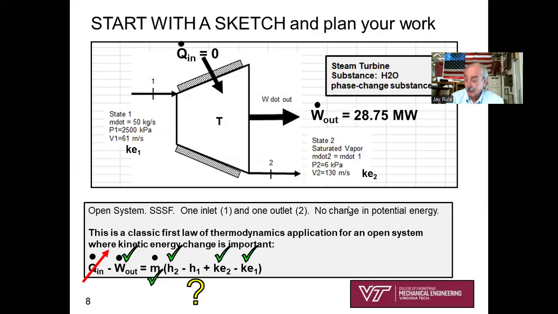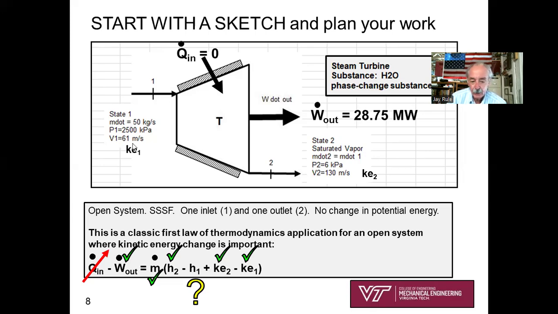Okay, so back to our problem. Let's start with a sketch, and here's what a good sketch looks like. I've drawn my turbine, and I've drawn sort of a cross. That's insulation. I'm trying to show insulation of the turbine. Another thing I've shown on my sketch is Q dot in equals 0. Even though I've shown an arrow for heat transfer going in, I'm stating that it's 0. It's adiabatic. I've also shown a big arrow coming out for W dot, and said what it is, 28.75 megawatts, given. I've written down all the given information at state 1.